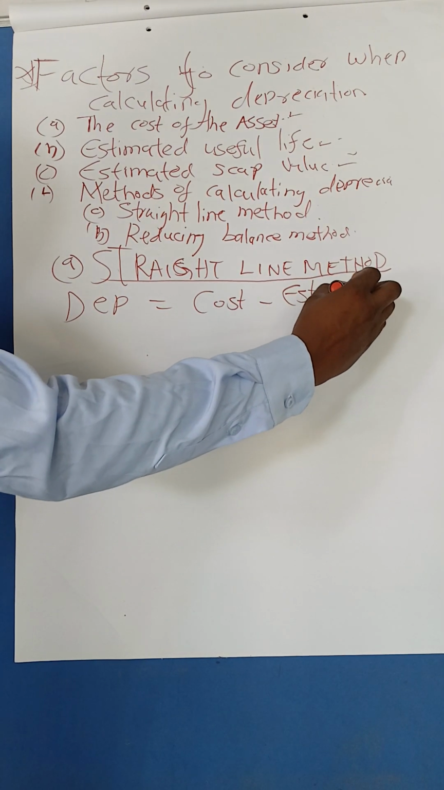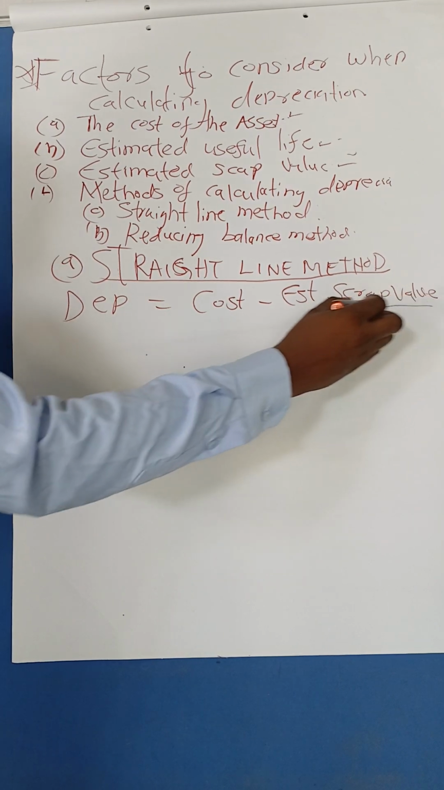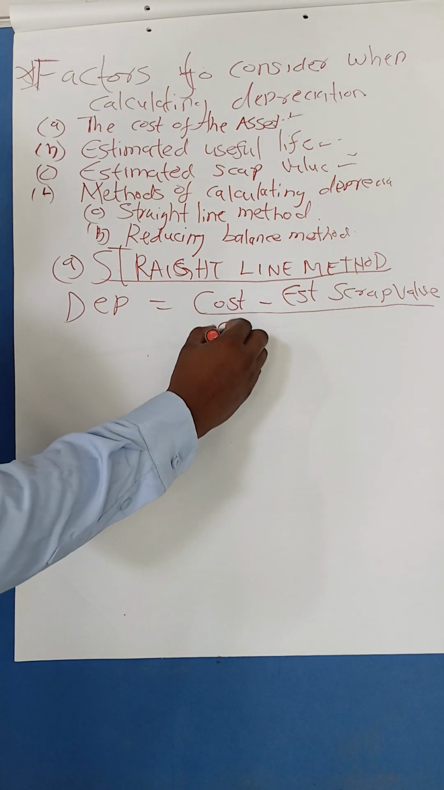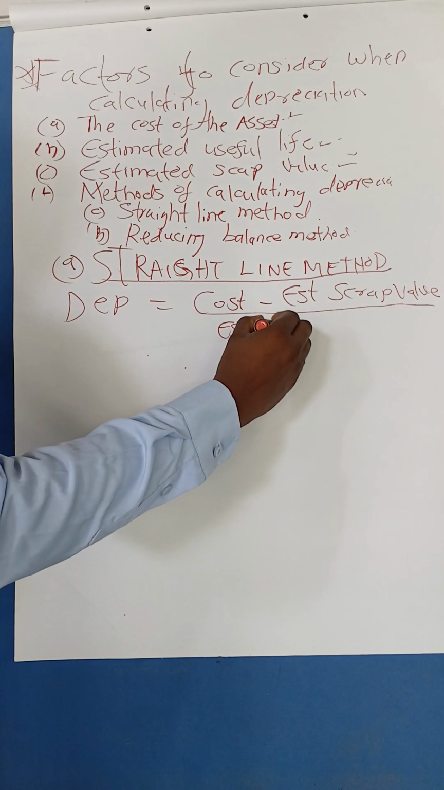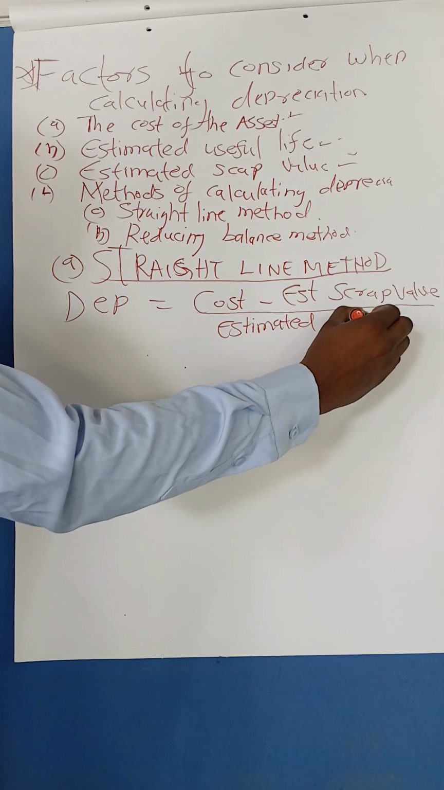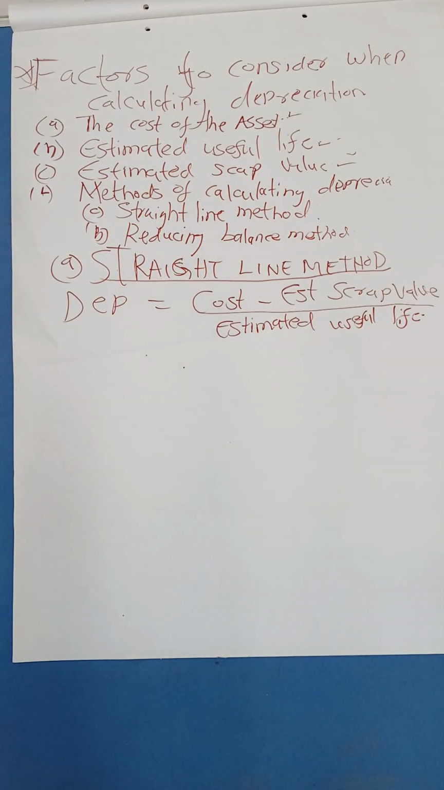Estimated scrap value. Then you divide by what? Estimated useful life. Good. So you can see the reason why I started with the factors.